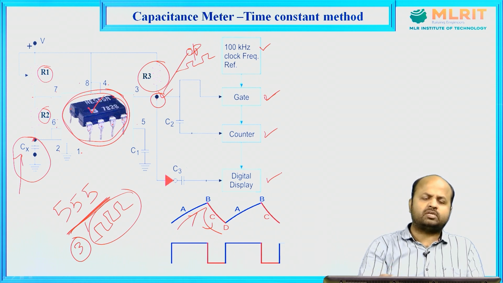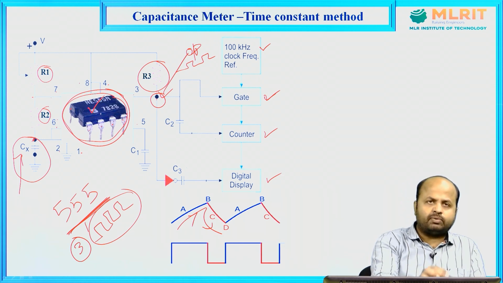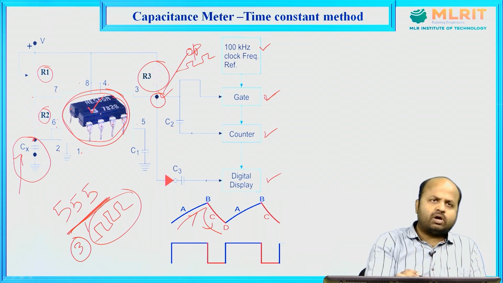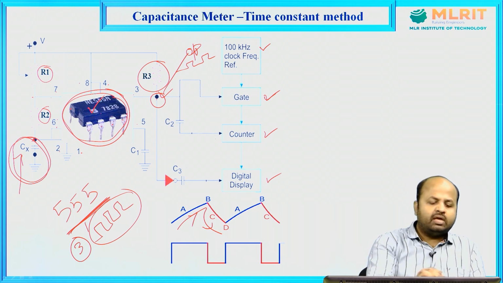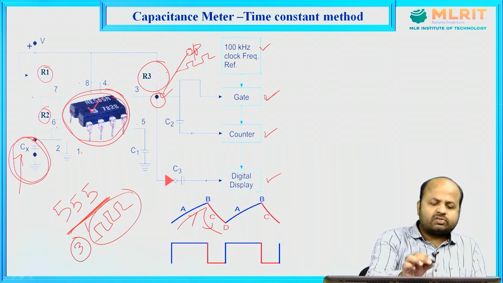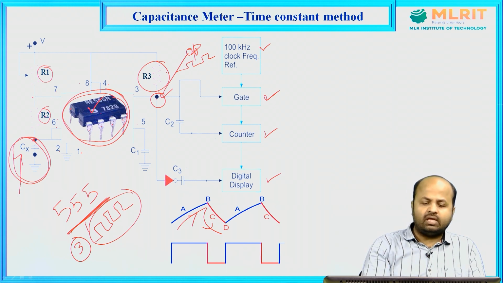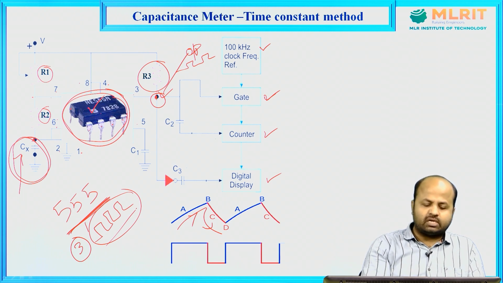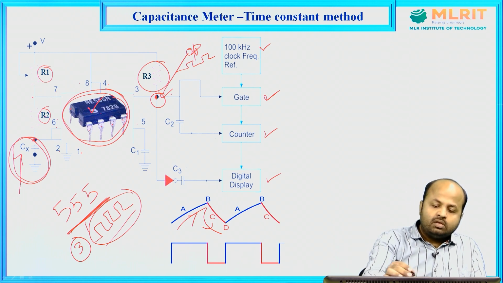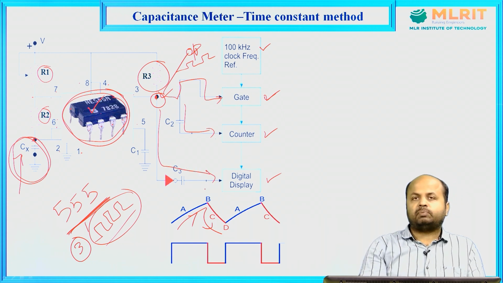So I would like to repeat this. A capacitance meter consists of a 555 timer IC. Suppose you want to find the capacitance value, connect it at pin number 2 of 555 timer IC and connect the R2, R1, R3 resistors as shown in the diagram. From 3 number pin you will get one output, that is square wave signal. From 3 number pin it is connected to the gate, the counter, and the digital display also. What is the working of all these components we will discuss in the working slide.